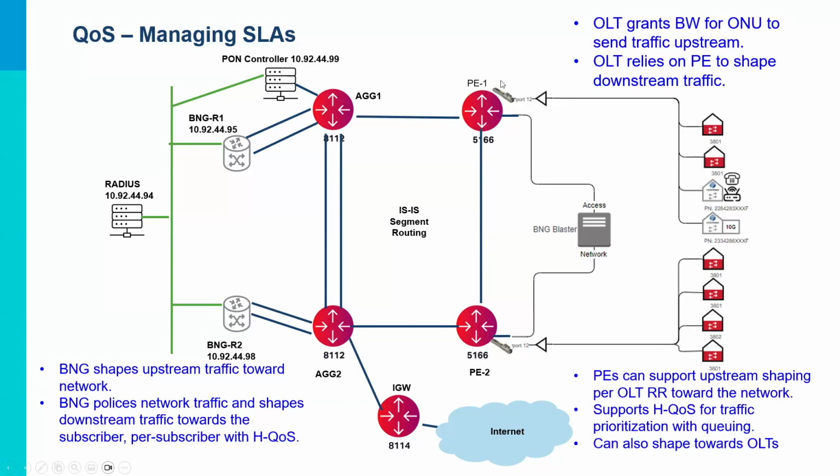Now, the PEs can also shape towards the subscribers. You might want to do that. They're also going to shape upstream, right? So if you have a bunch of OLTs in this PE, they'll just run through them in a round robin and shape the traffic out to the network. And also, you're going to have prioritization for your queuing so that your voice traffic goes out before your data traffic, and that is going to have to be configured on your nodes.